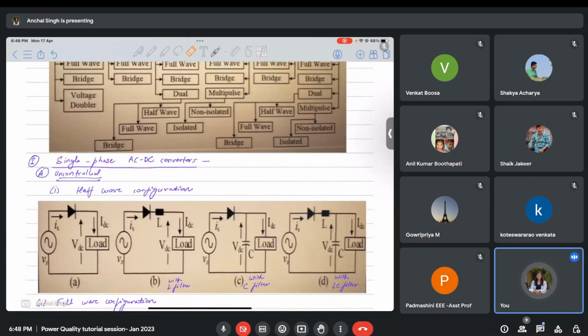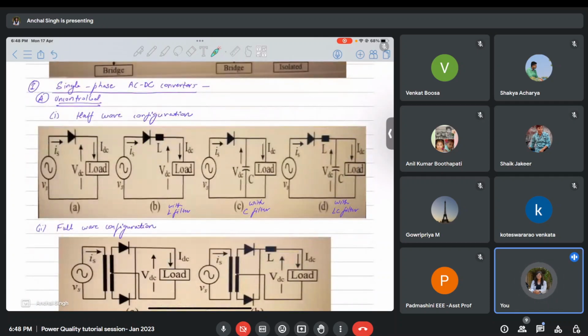So we'll quickly have a glance through these topologies one by one. If you look at the single phase AC to DC converter, uncontrolled one, since it's uncontrolled, it will just have a diode. So this is a half wave configuration. In half wave configuration with uncontrolled, there will be just one diode. If you want to use an L filter, there will be one inductor. If you want to use a C filter, there will be one capacitor. If you want to use an LC filter, you will have this kind of configuration. Similar analysis will be done for a lot of converters.